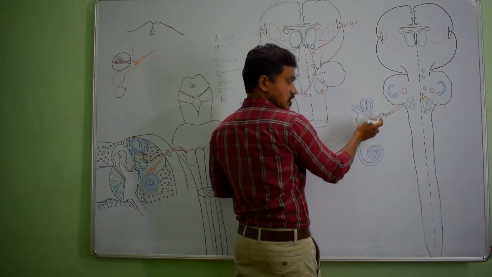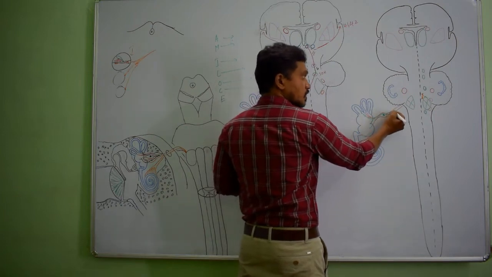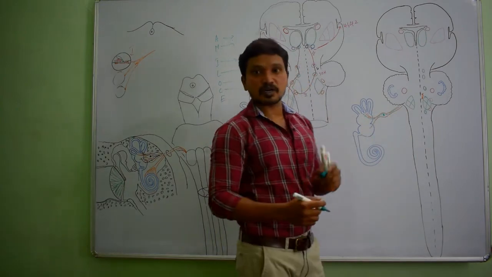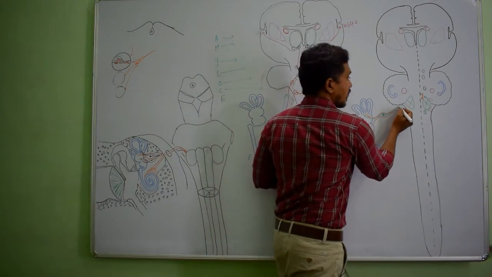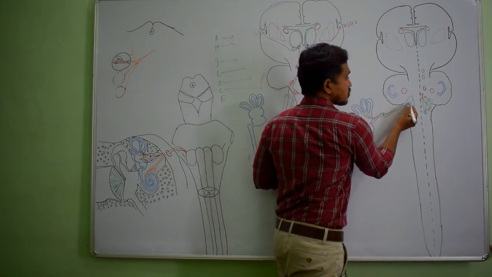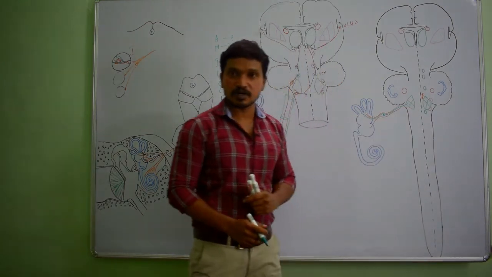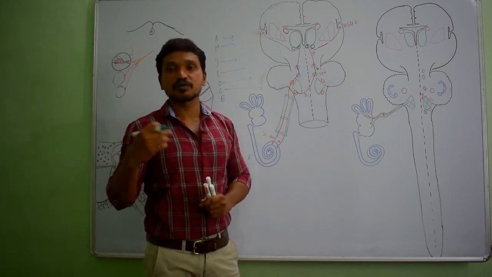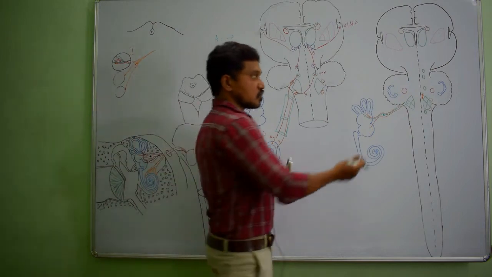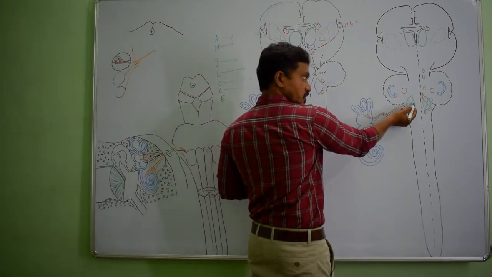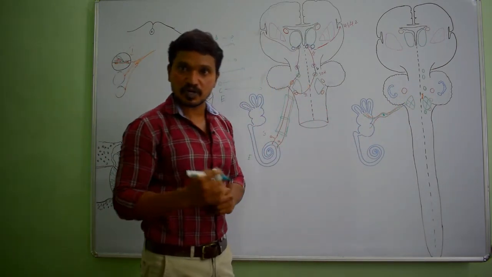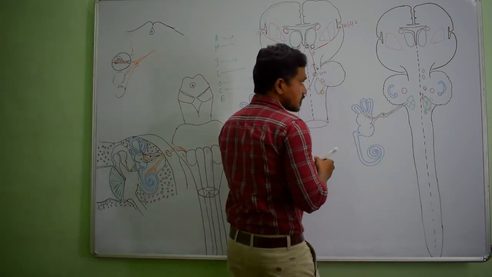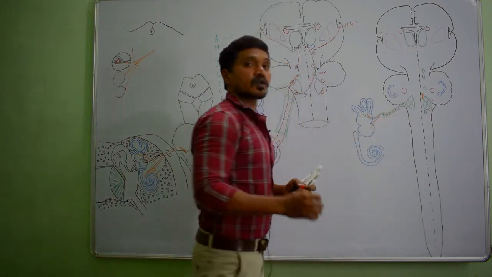This central process of the vestibular ganglion passes through the vestibular part of the vestibulocochlear nerve and reaches this nucleus. What is this nucleus, the green color one which I have drawn? Vestibular nucleus. This vestibular nucleus is divided into four parts: superior, inferior, medial, lateral vestibular nucleus. Now these neurons, where have they terminated? They have terminated in the vestibular nucleus.